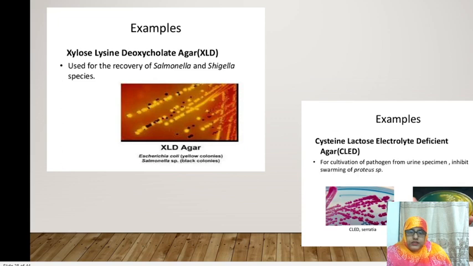Then the third one is cysteine lactose electrolyte deficient agar, CLED basically, for cultivation of pathogens from urine samples and to inhibit swarming of Proteus species. You can see here CLED agar for E. coli: yellow color colonies, as we have known here, the same as here.